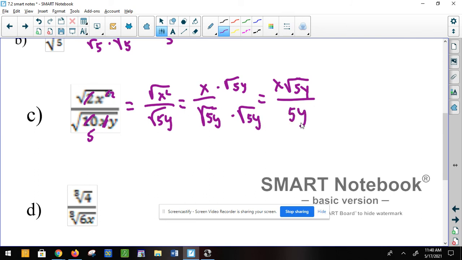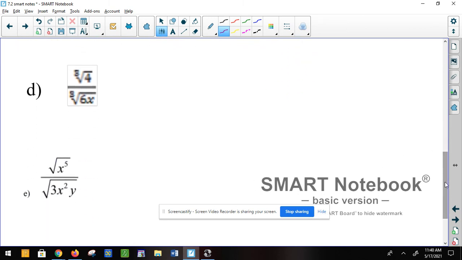Okay? A little trickier when we're talking about cube roots. Well, divide where you can first. So between a 4 and a 6, you can divide a 2 away, right? So this will turn into 2, this will turn into 3. I would do that first. So now you've got cube root of 2 divided by cube root of 3x.